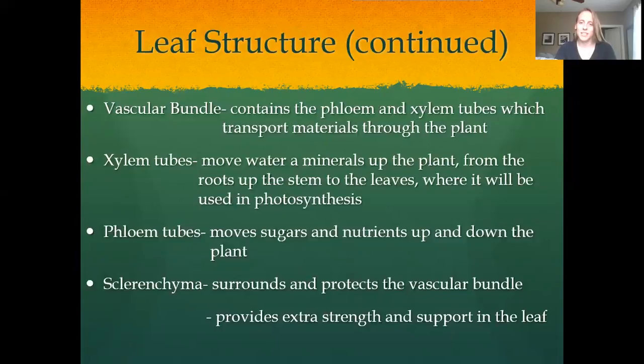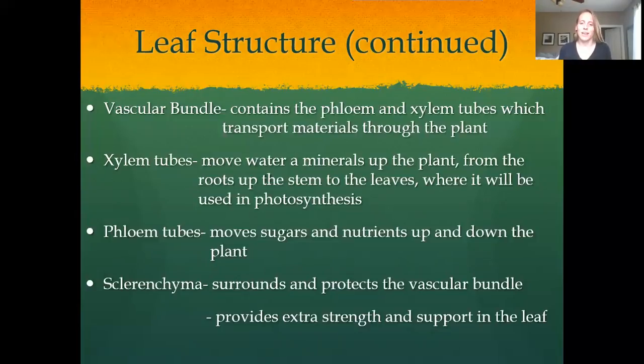We also have the vascular bundle, which is the phloem and xylem tubes that allow material to be transported through the plant. As we've talked about before, the xylem tubes move water and minerals up the plants from the roots to the stems and leaves, where the water can be used in photosynthesis. And then phloem tubes move sugar and nutrients down from the leaves to the rest of the plant, also up from tubers where sugars are stored to the rest of the plant. So phloem tubes move sugars both up and down. Xylem tubes move water up only.